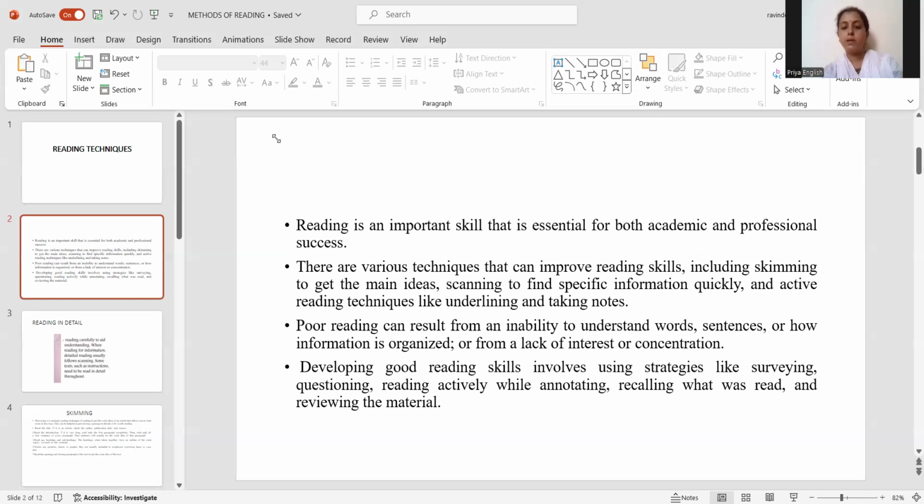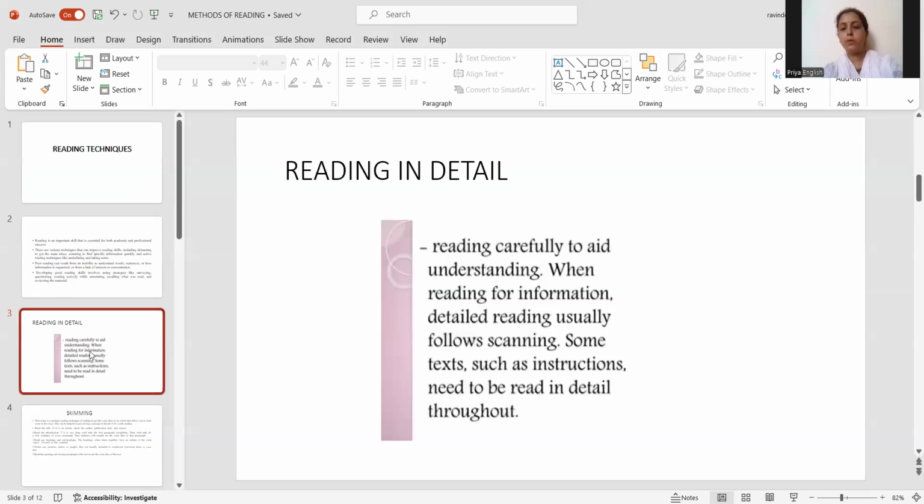Developing good reading skills involves using strategies. A very important strategy is surveying, questioning, reading, reciting, and reviewing. This is a very famous and effective method called the SQ3R method. Let's go into the next slide: reading in detail. As the name suggests, reading in detail means reading the topic or text very carefully, which helps you to understand the topic.